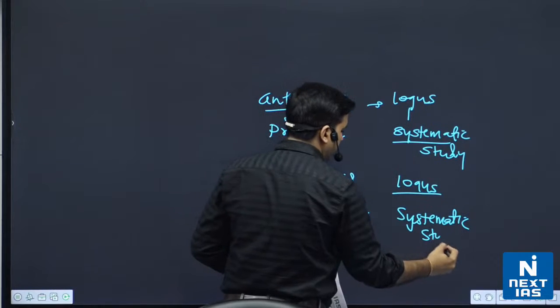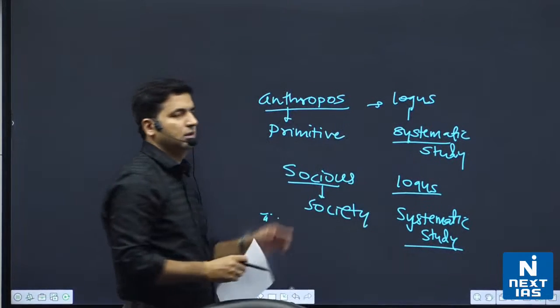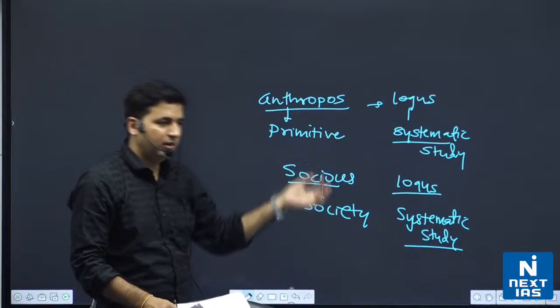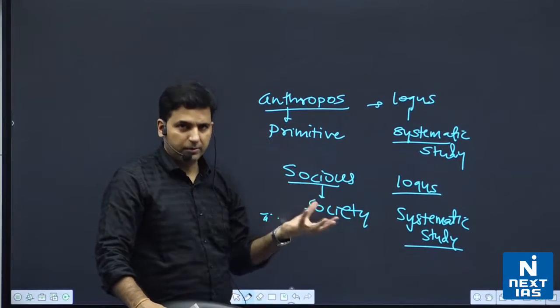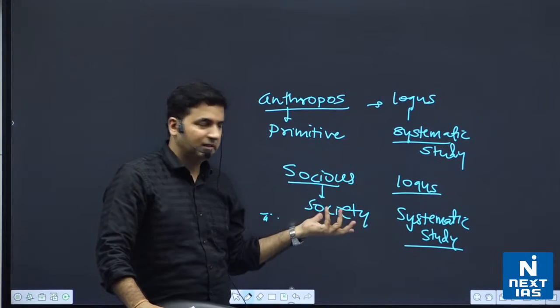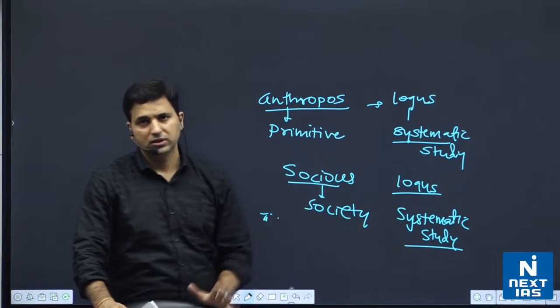So the only difference you will find between anthropology and sociology is that anthropology is more tilted toward tribal studies, and to a certain extent the phenotype and genotype of tribes, which is some biological aspect. Otherwise sociology is more generic in nature, right?